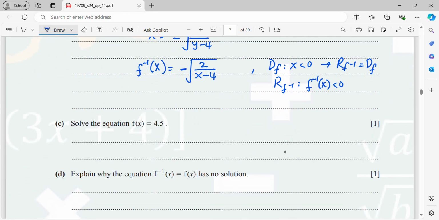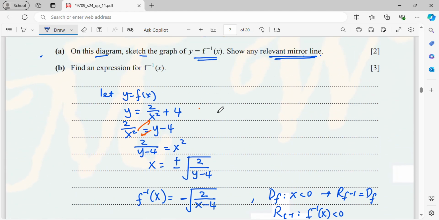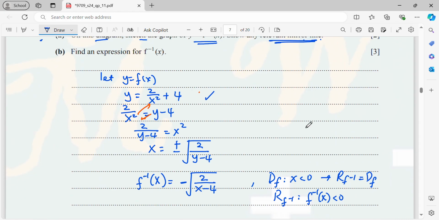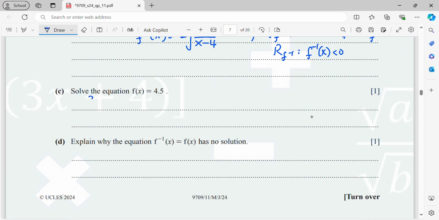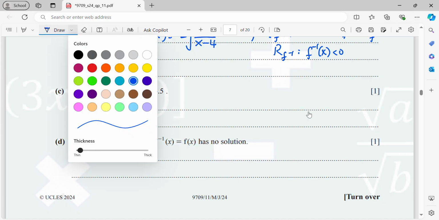Now solve the equation f(x) equals 4.5. So your f(x), just copy this, 2 over x squared plus 4 equals 4.5. So the 4 moves to the other side, it becomes 0.5. So I'll get 2 over x squared equals 0.5. Therefore, the 0.5 moves down. You just swap the position with the x squared.